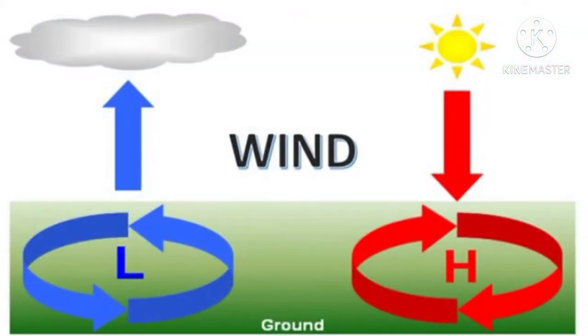Today I am going to explain about wind. The movement of air from high pressure area to low pressure area is called wind. Winds can be broadly divided into three types: permanent winds, seasonal winds, and local winds. The first one is permanent winds.